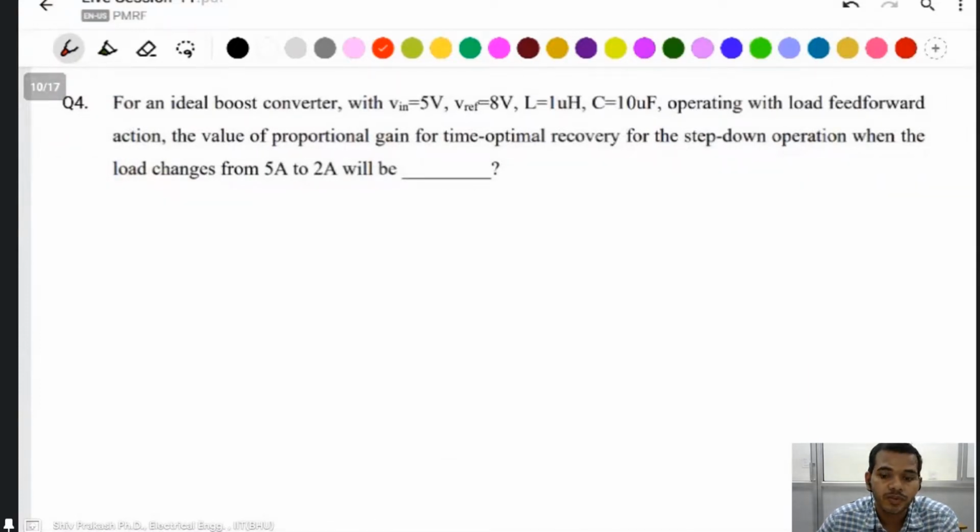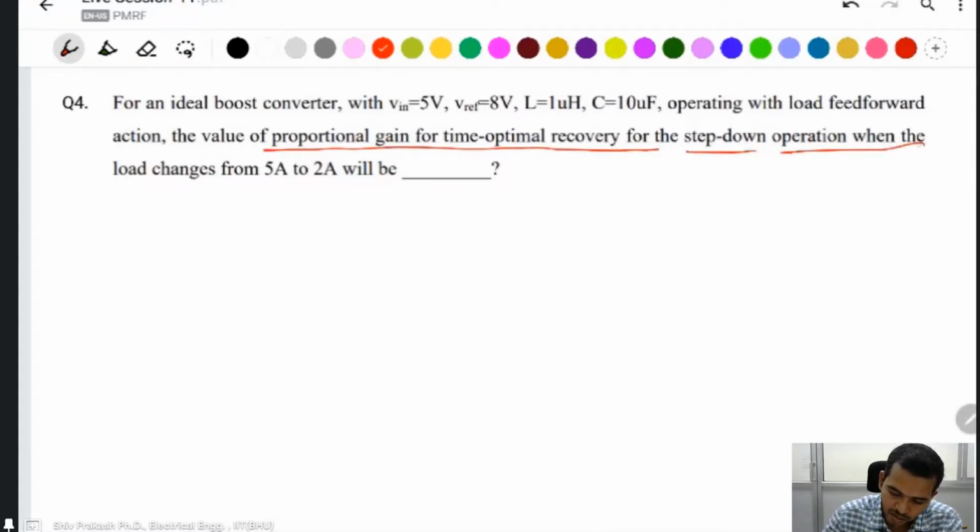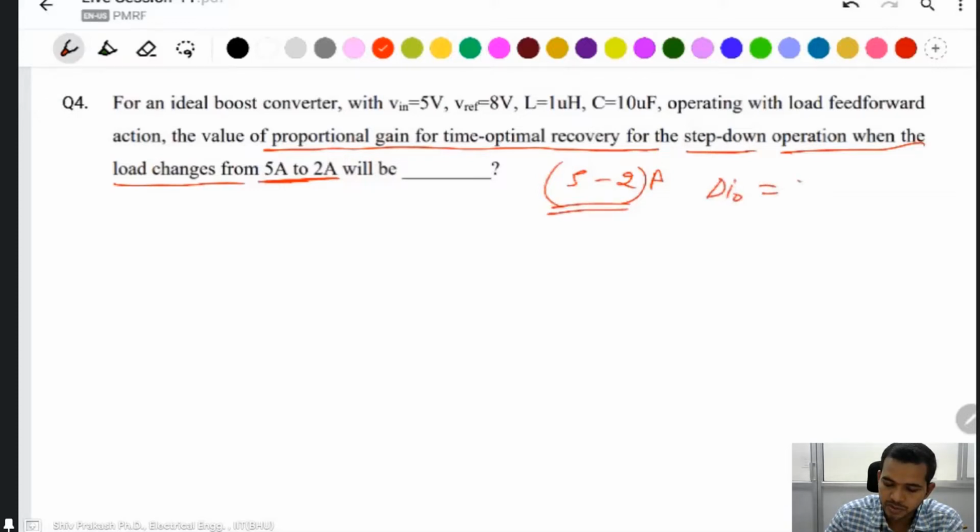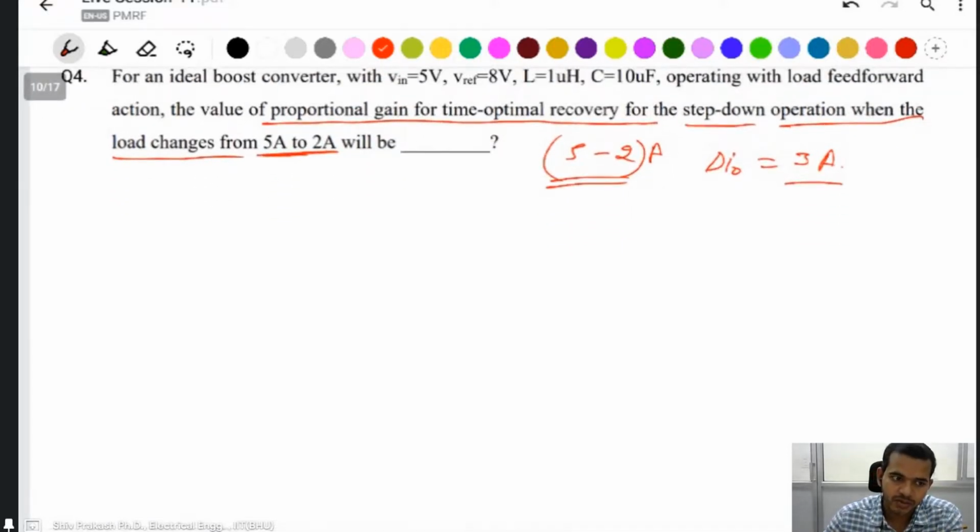Question number 4 is given. For an ideal boost converter with a 5 volt input, V reference 8 volt, inductor and capacitor given, operating with a load feed forward action, the value of proportional gain, the same thing applies for this. Recovery is 5 step down operation, load changes from 5 to 2 ampere. It means delta I naught is equal to 3 ampere. The same thing applies for the boost converter also.